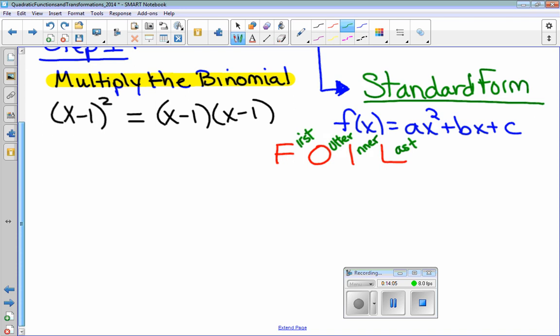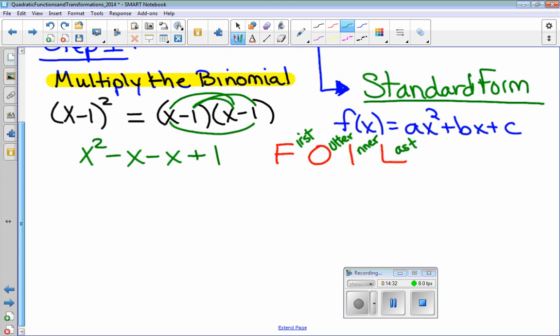Okay? So, first is x times x. What is that? X squared. Good. X times -1 is negative x, or negative 1x. The inside here is -1 times x, another negative x. And then our last, there you go.